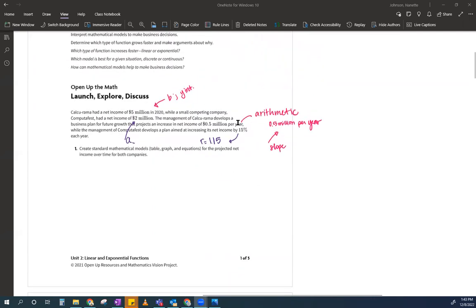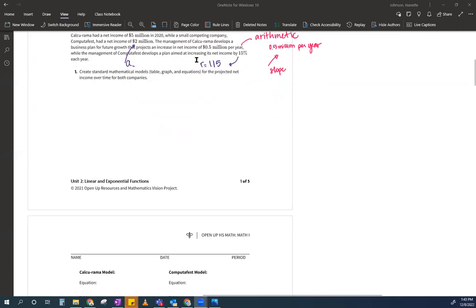So I'm going to write my equations in here. So Calculorama, that's our arithmetic one. So it's going to be y equals mx plus b. So in this case, it's y equals 2. And are these both at millions? Okay, since these are both at millions, I am not going to put all of the zeros. So I'm just going to put here in millions. So everybody knows that I'm not going to write all those zeros because I don't want to.